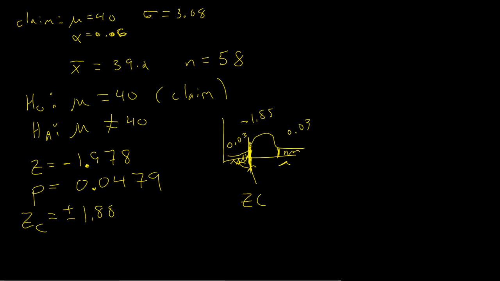And so our test value does lie in the rejection region. So there's enough evidence to reject the null hypothesis. And so there is enough evidence to reject the claim. If I get my wording correct there.